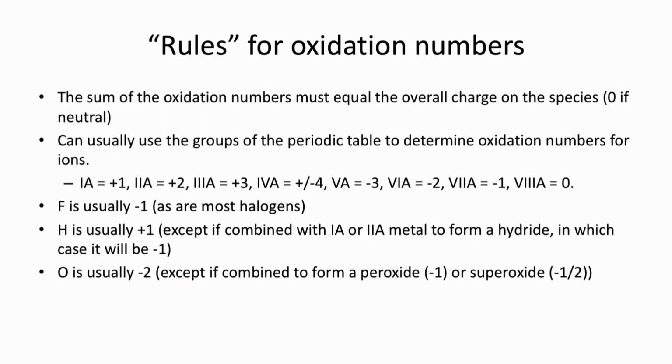Oxygen is typically -2 in terms of its oxidation number, but it is possible for oxygen to have an oxidation number of -1, in which case it's something called a peroxide, or it can even be a fraction of -0.5, in which case it's something called a superoxide ion.